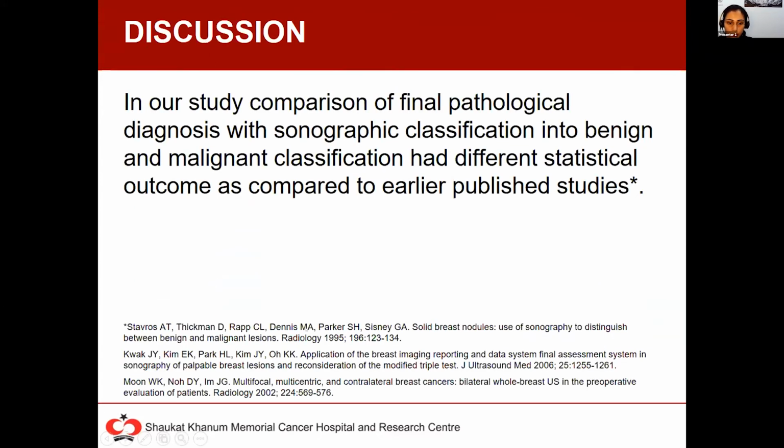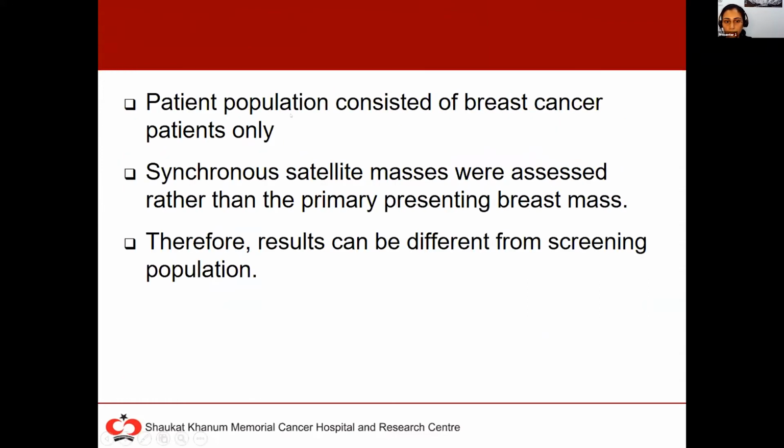There were earlier studies in which the ultrasound features were evaluated for benign and malignant features and compared with the histopathology, and they had a very high sensitivity and specificity of around 98 to 99%. In our study, the results were a bit different because the patient population consisted of only breast cancer patients, and the satellite masses were evaluated instead of the primary presenting mass. So results can be different from the screening population.